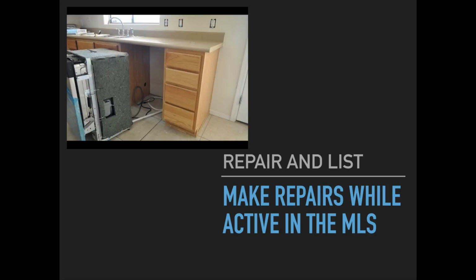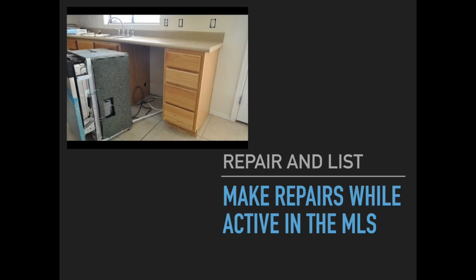So basically, the asset manager is going to approve a market strategy that's a repair and list, and they're going to say, hey, look, here's our price. Here's some repairs we're going to make. Go ahead and start marketing the property. We'll take care of the repairs. We won't change the price, right? And I put this picture of this dishwasher because this is really the perfect example.